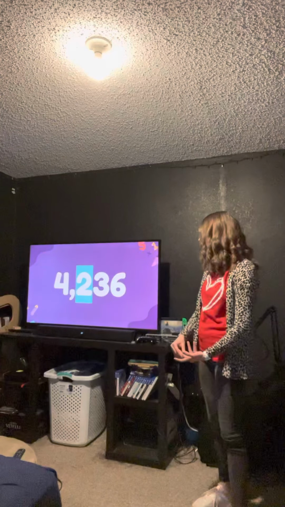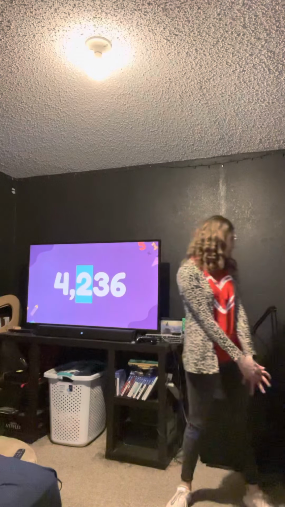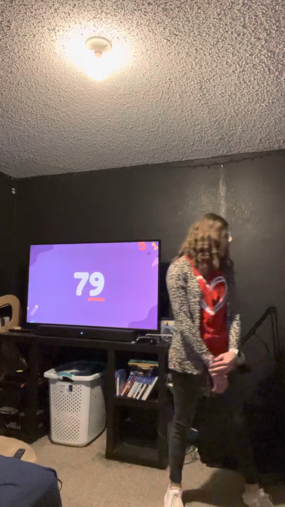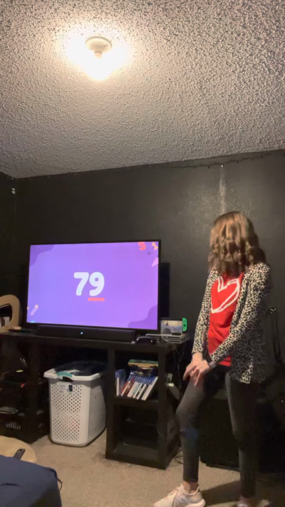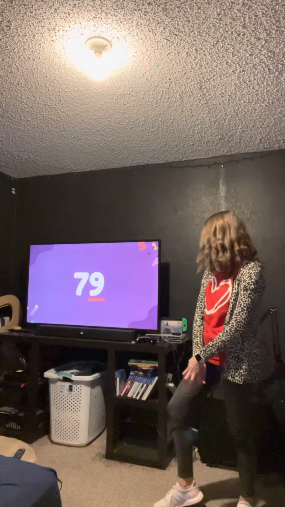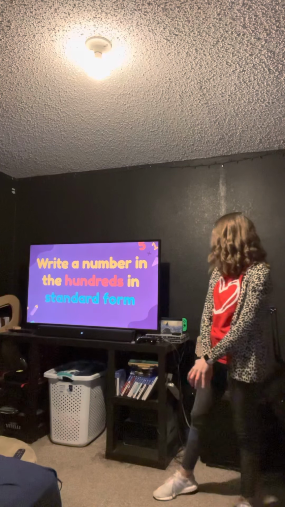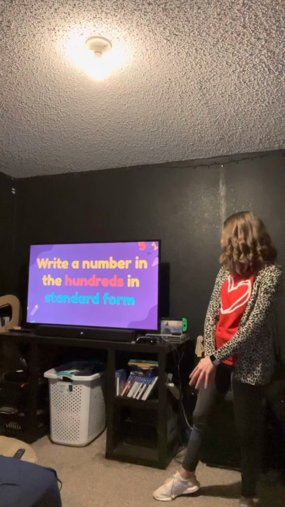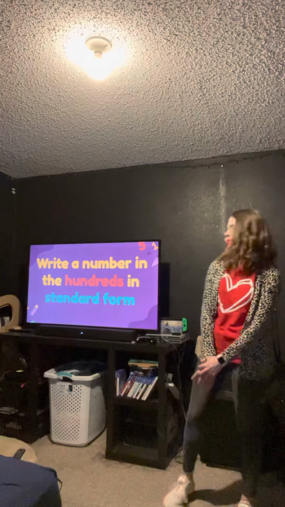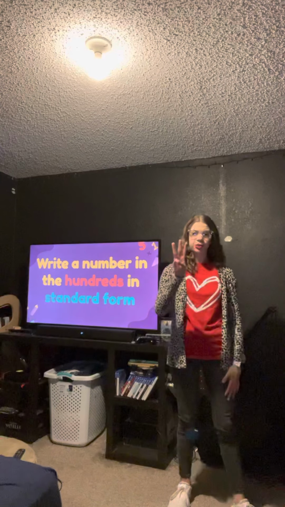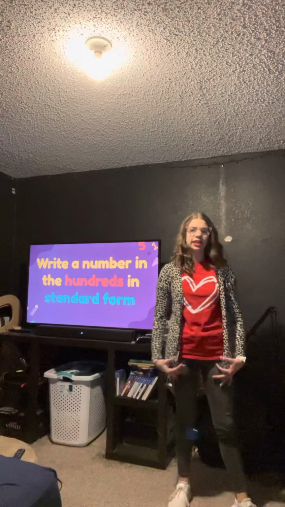Okay, and what is this one that's highlighted? Which place value is this one in? The hundreds place. Good job. And finally, which place is this one in? The ones place. Good job. Okay, so now we're going to write a number in the hundreds in standard form. So any number that has 3 digits, we're going to write it in standard form.